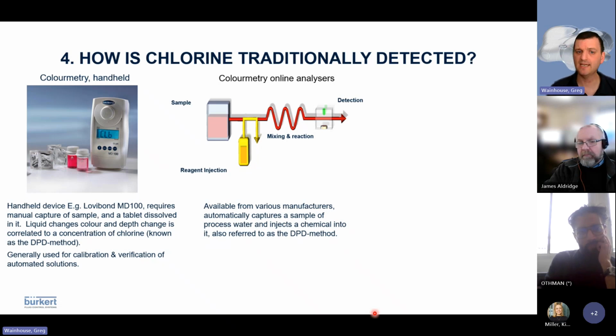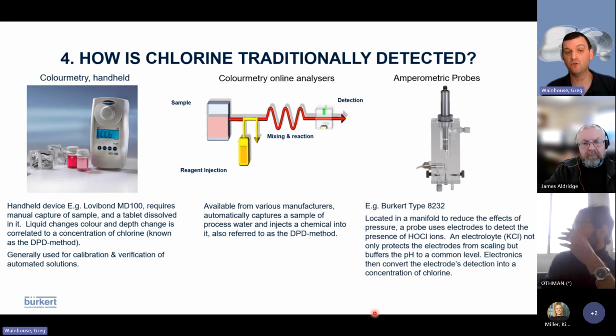The one key thing to say, though, is that it's not a continuous method, very much like the handheld methods that you would maybe do once a day, once a shift. These particular analyzers can do a measurement every couple of minutes. So it's still not a continuous measurement. It's still only taking a measurement every 2 minutes at the very, very maximum, but it's using a reagent at the same time, and that reagent costs money at the end of the day.